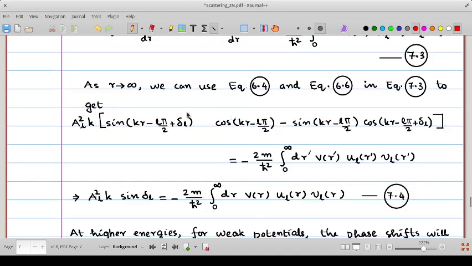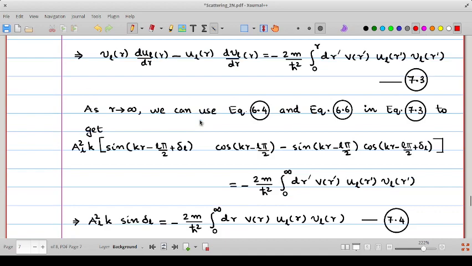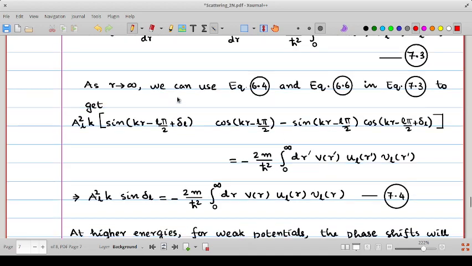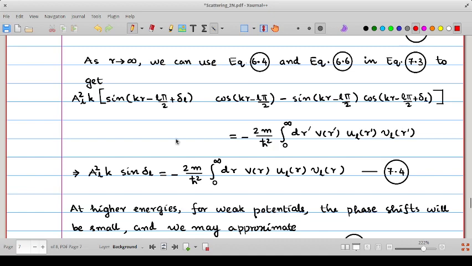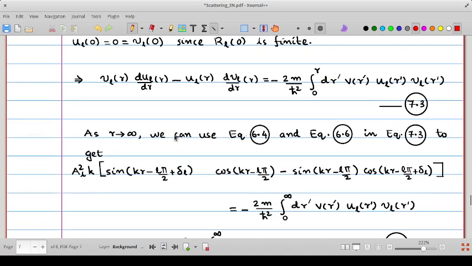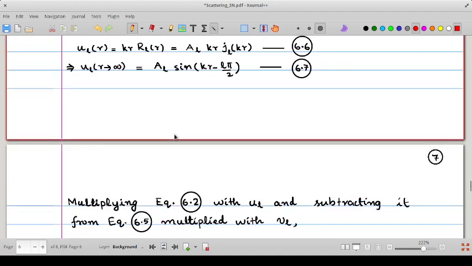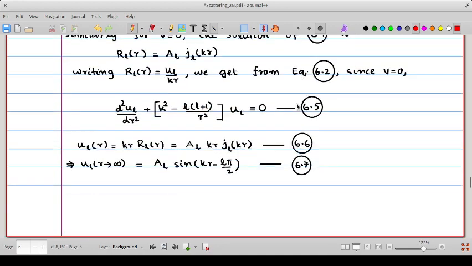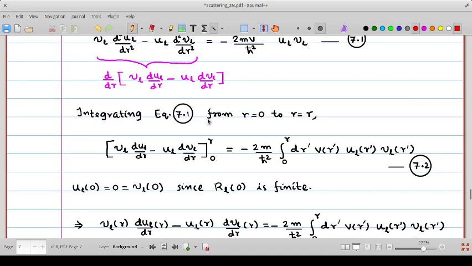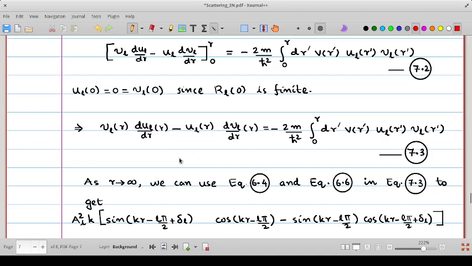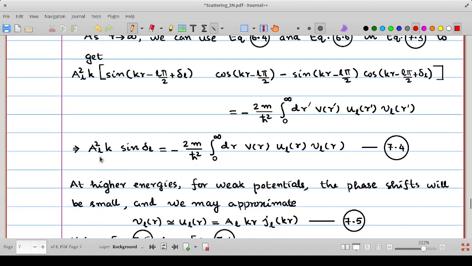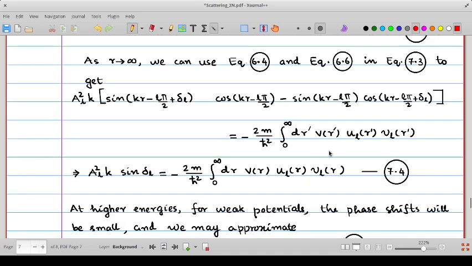So substituting them over there, we get the simplified form, that is this equation and this equation. And we also have to use the derivatives of UL and VL. So using that and simplifying, we will get AL² k sin δL equal to minus 2m/ħ² times the integral from 0 to infinity dr V(r) UL(r) VL(r).